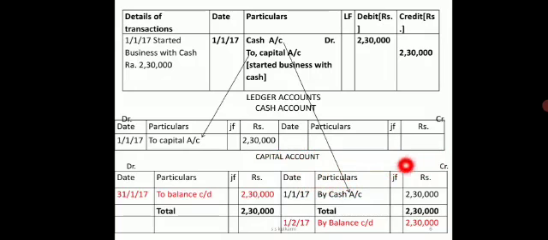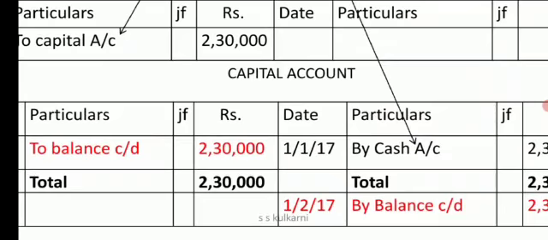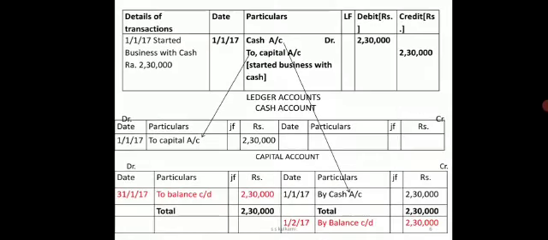So capital credited by cash. This is how we are reading. That's why it appears on the credit side. That means capital is credited in the journal entry. So the trick is, if this account is debited, write the name of the other account on the debit side, and if the account is credited, write the name of the other account on the credit side. We'll go for the next entry.